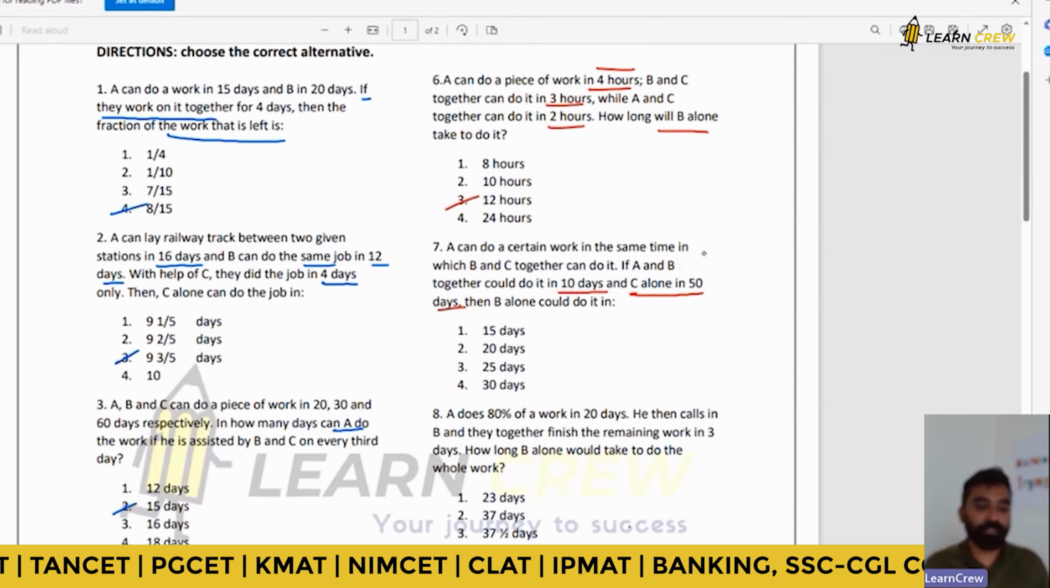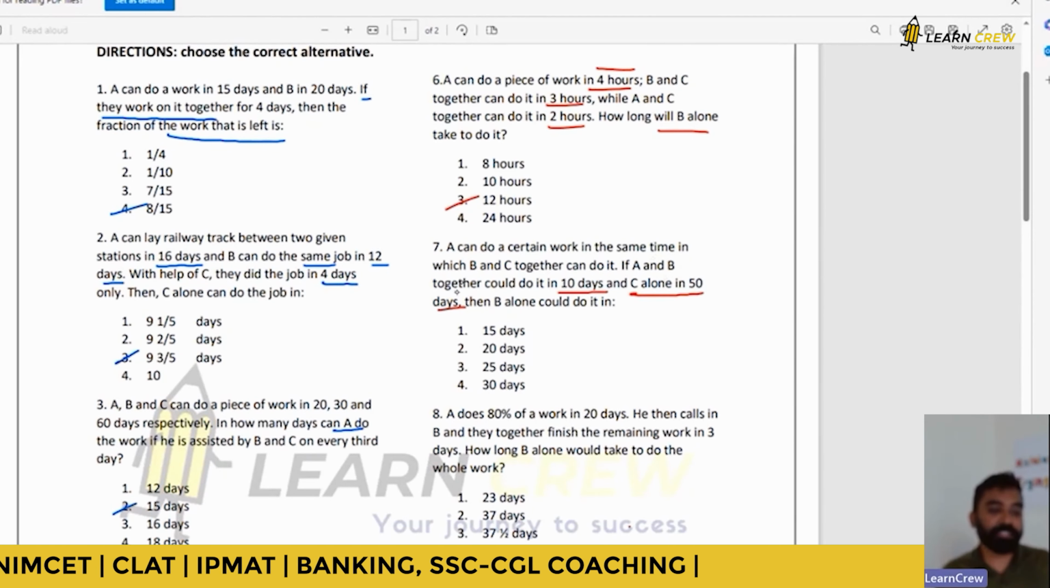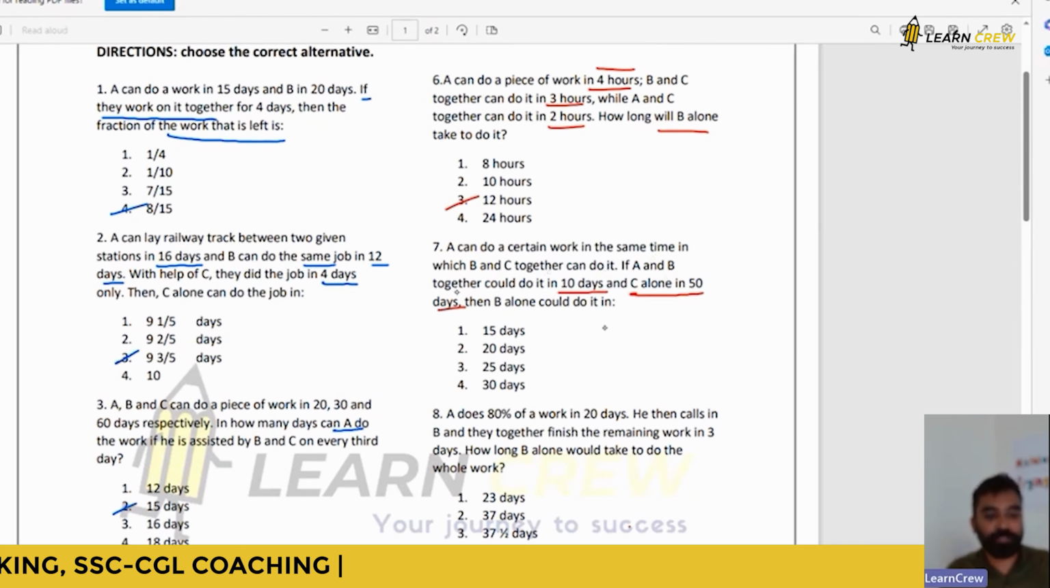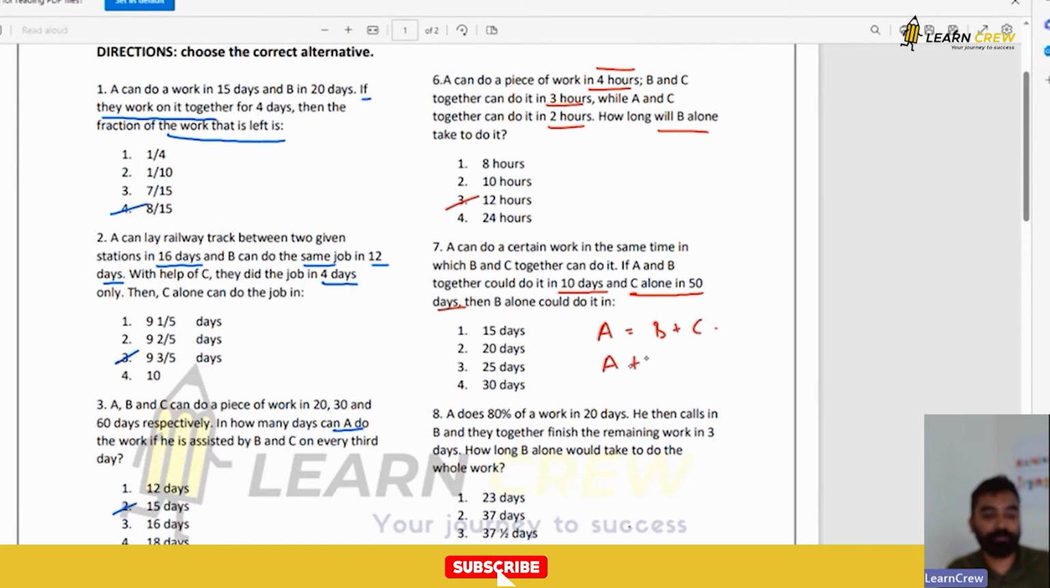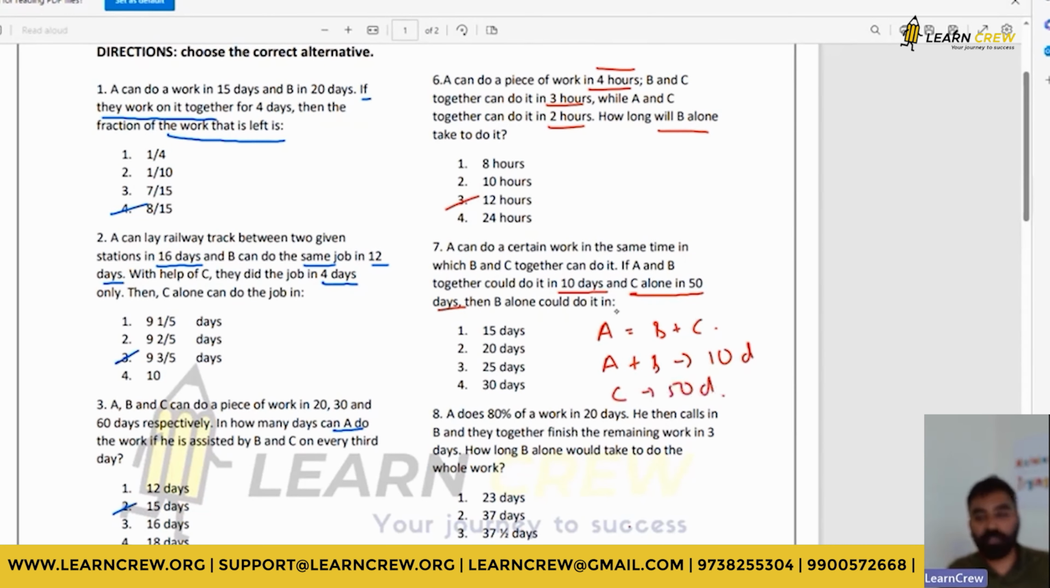A can do a certain work in the same time in which B and C together can do it. So it means A's work is equivalent to B plus C's work, right? This is what is given. Now, if A and B together can do it in 10 days, and C alone can do it in 50 days, then B alone can do it in how many days?